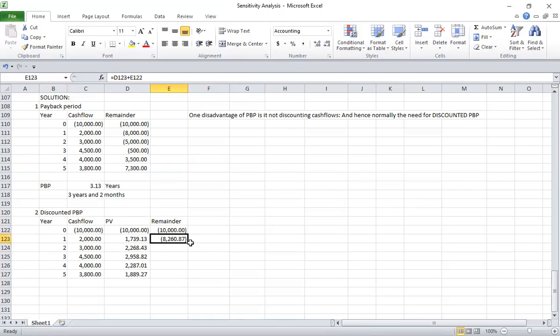So like we did before, drag the formula to the last year. Look at what now happens. The first positive is seen in period 5. Meaning we need the first 4 full years plus part of year 5 to then recover the initial investment.